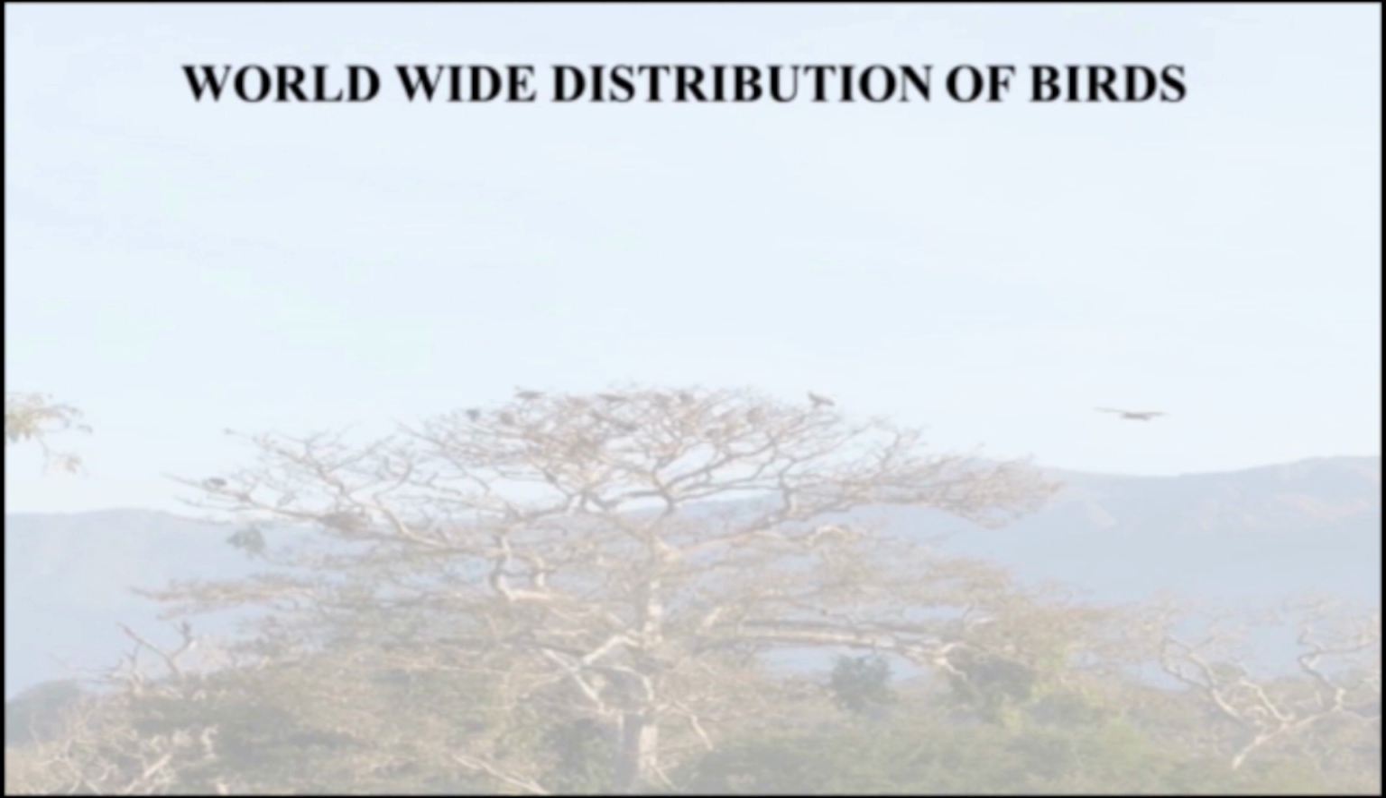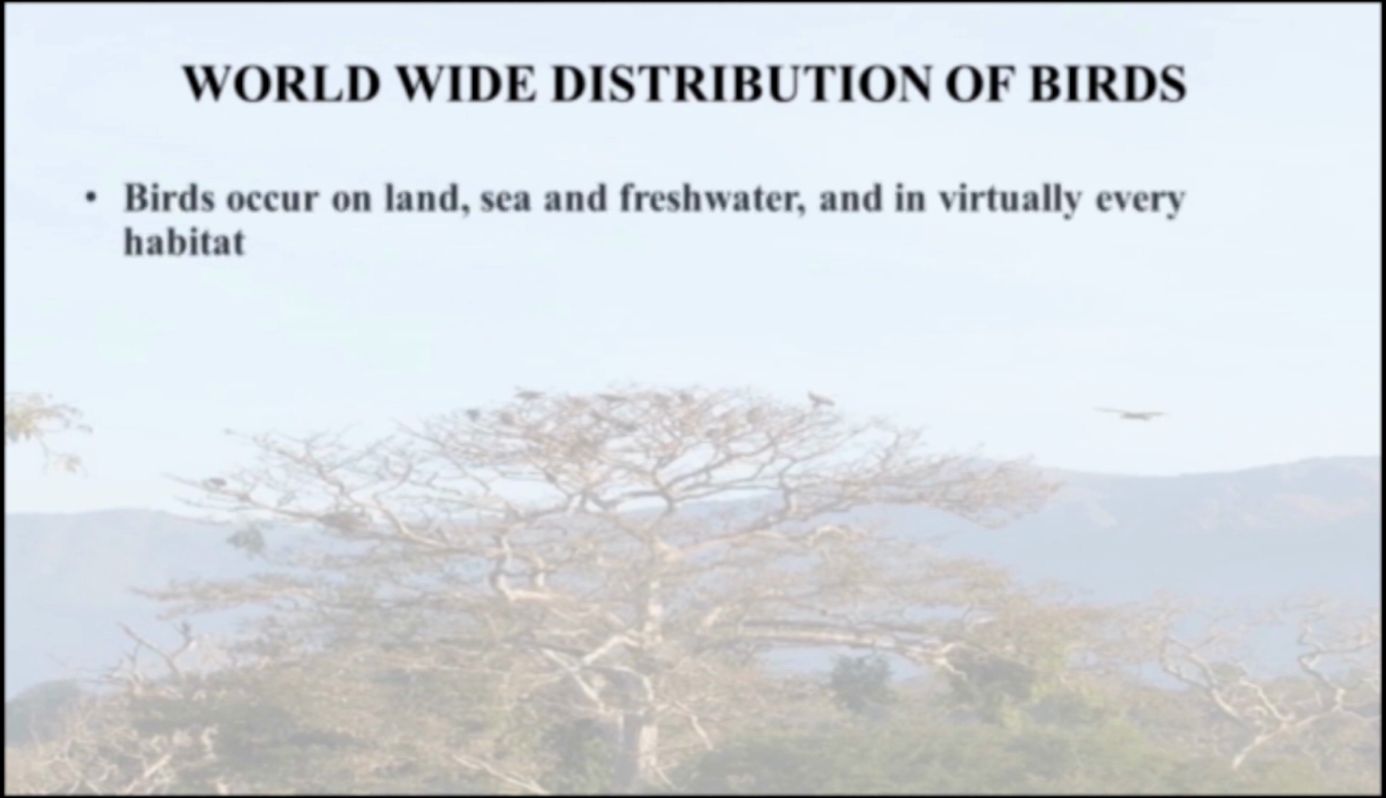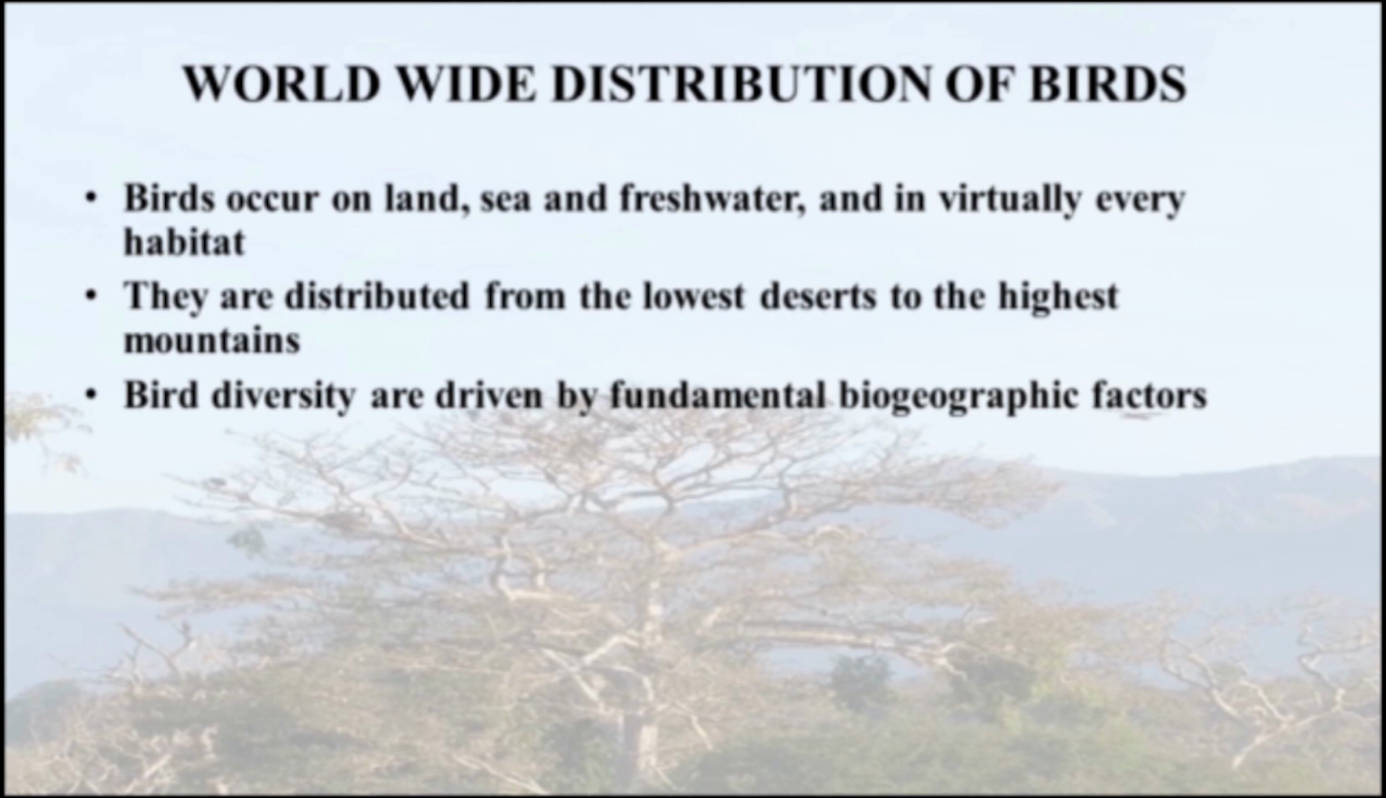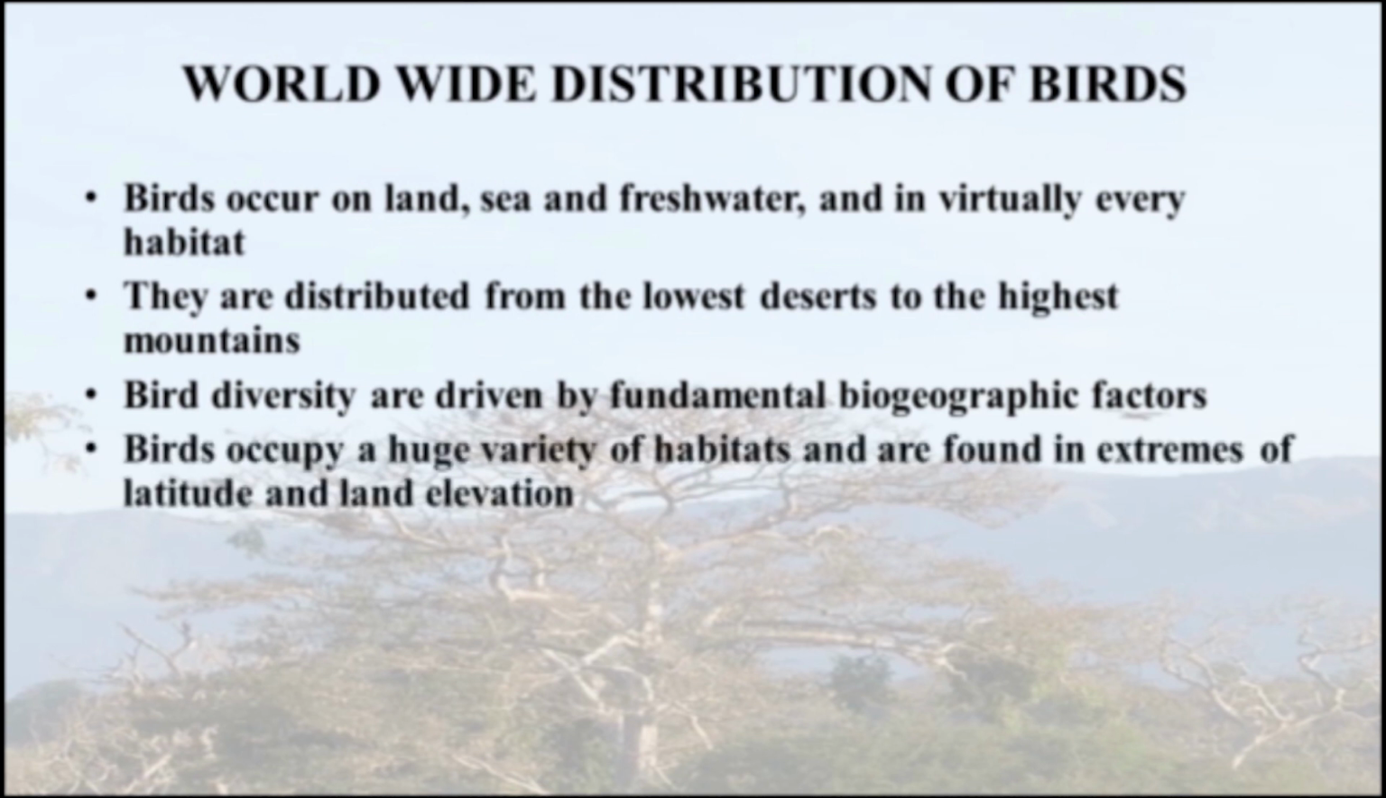Worldwide distribution of birds. Birds occur on land, sea, and fresh water and virtually every habitat. They are distributed from the lowest deserts to the highest mountains. Bird diversity is driven by fundamental biogeographic factors. Birds occupy a huge variety of habitats and are found in extremes of latitude and land elevation.